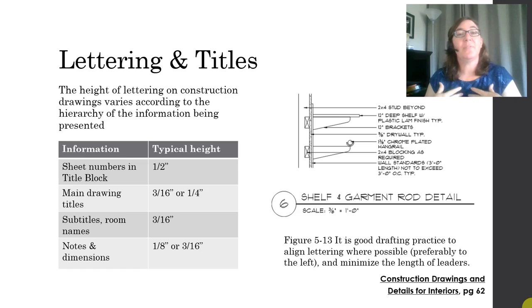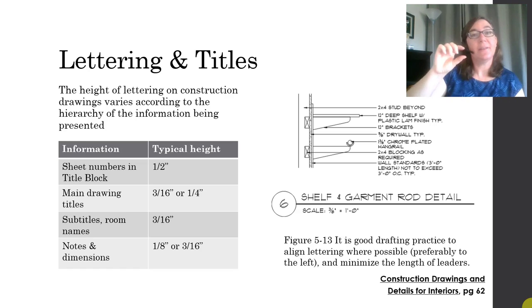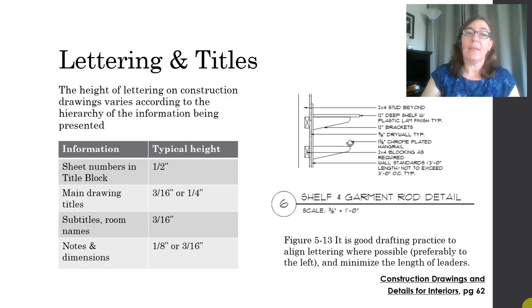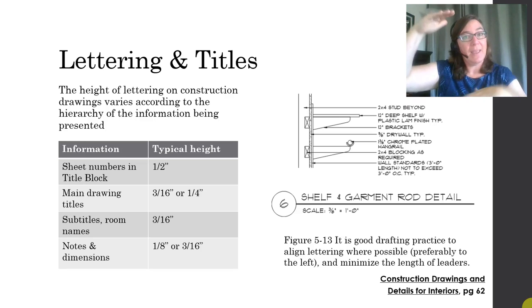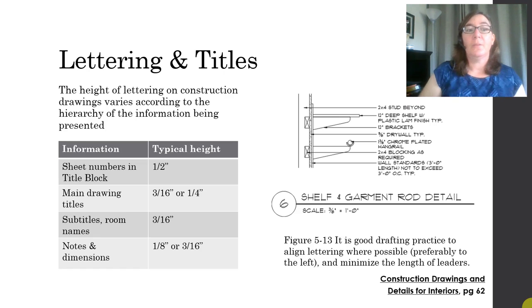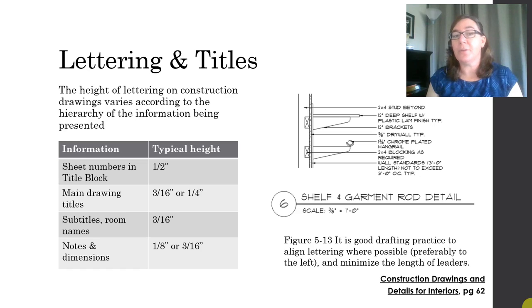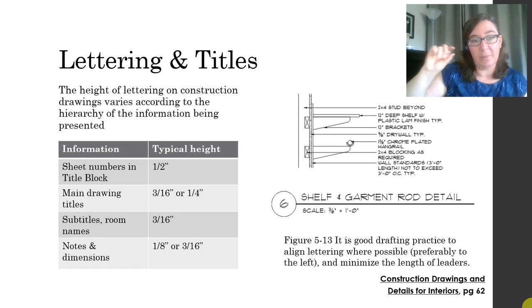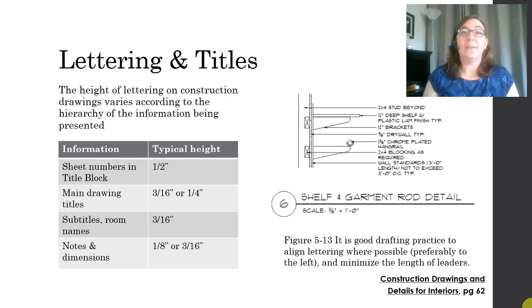And let's talk about some of the information that we place on these sheets, the lettering and the titles. You're going to have a lot of lettering on an architectural sheet, and the height of the lettering will vary according to a hierarchy of the information being presented. So the most important information is big, and the most detailed information is quite a bit smaller. So starting with maybe the sheet number in your title block, at least 1/2 inch. All right, it's big. Your main drawing titles will be maybe 1/4 of an inch.